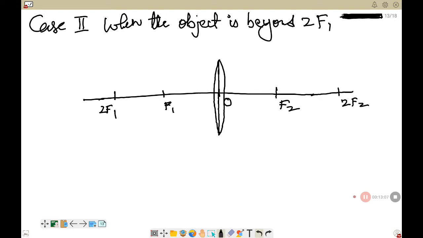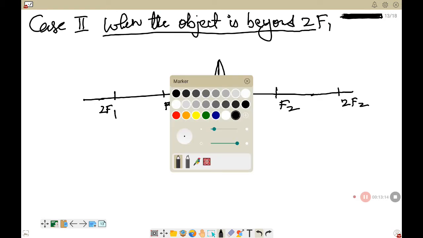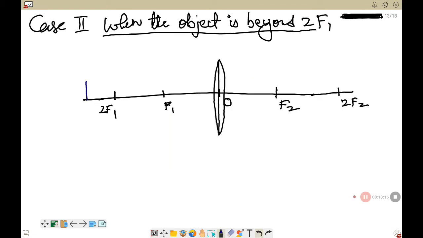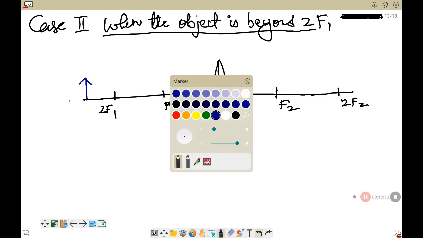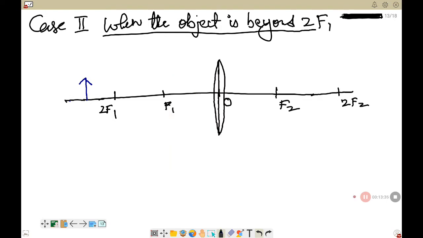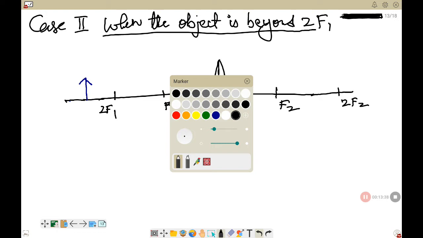So what does the heading or the case say? The object is beyond 2f1. So let me change the color. So I will keep my object like this. So see that the object is always marked with an arrowhead on it. So this arrowhead is the head of the arrow mark, is the head of the object. Okay, object. So now I will name this my object.